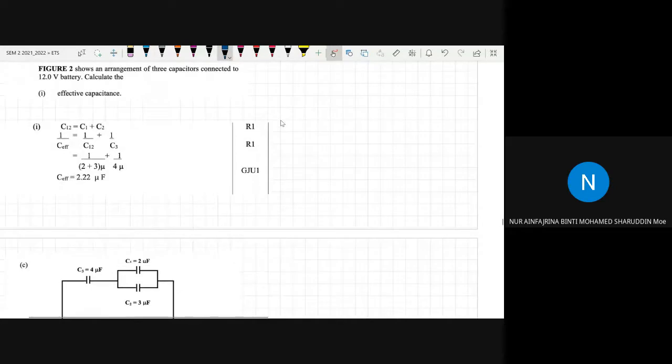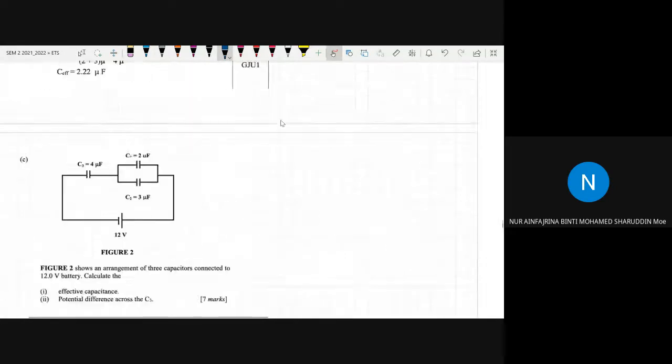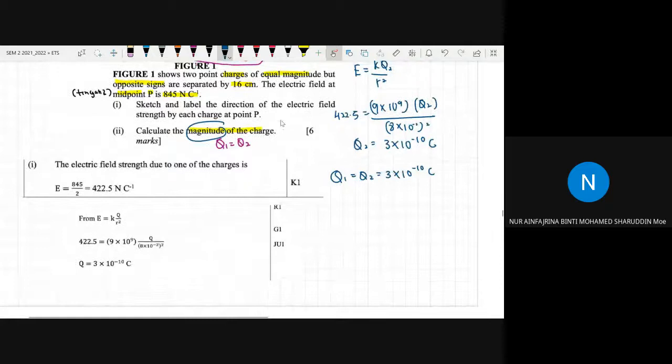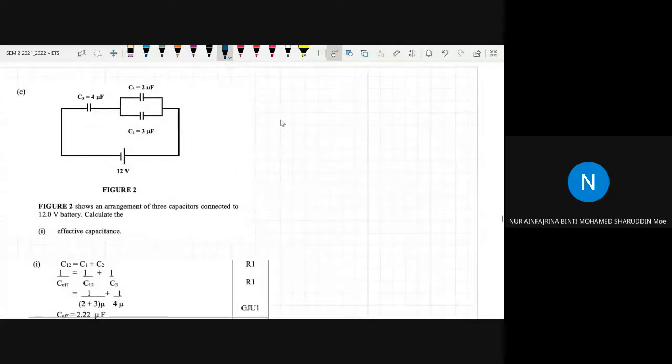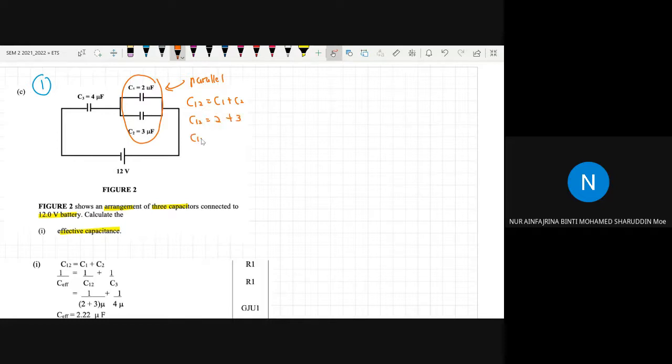Okay, C ni effective capacitance lagi ke? Okay, sama juga. For this one, dia kata figure 2 shows an arrangement of 3 capacitor connected to 12 volt battery. Calculate the effective capacitance. So, this is going to be my first diagram. I'm going to calculate C1 and C2 first. So, C1 and C2 is in parallel. So bila dia parallel, dia akan jadi C12 equals to C1 tambah dengan C2. So C1 adalah 2, C2 adalah 3. So you akan dapat 5 microfarad.